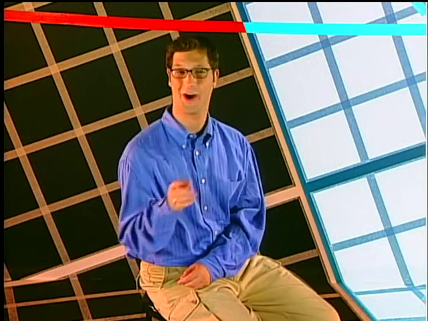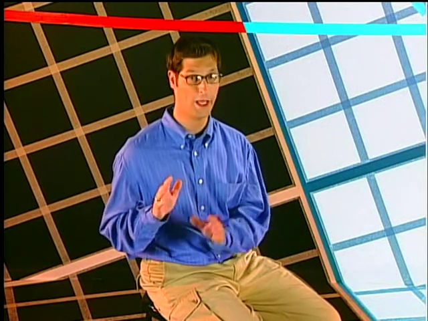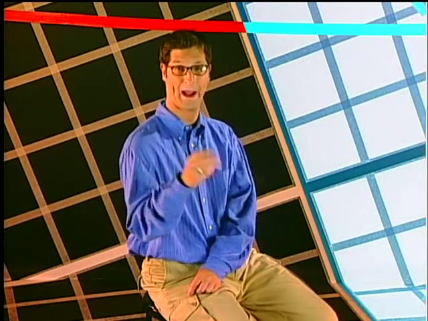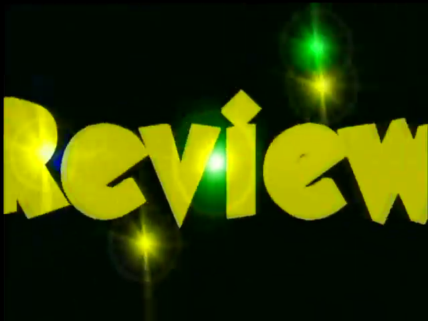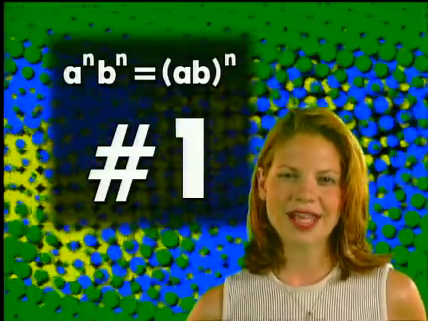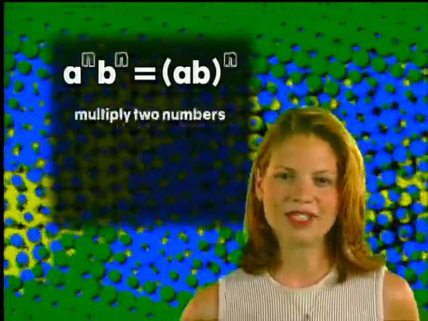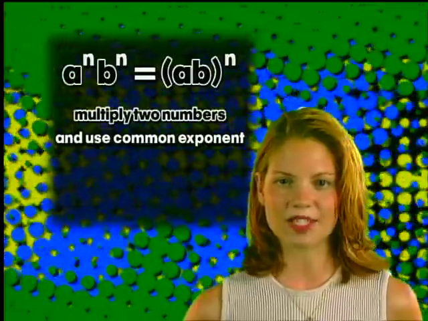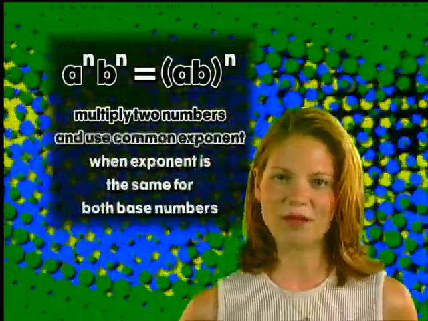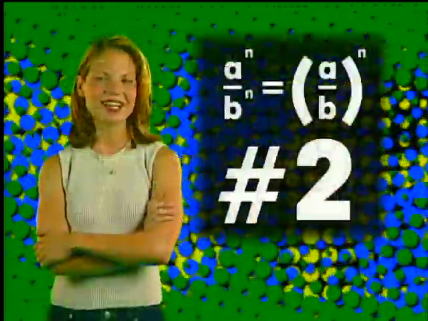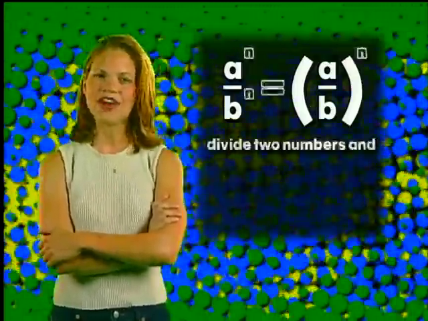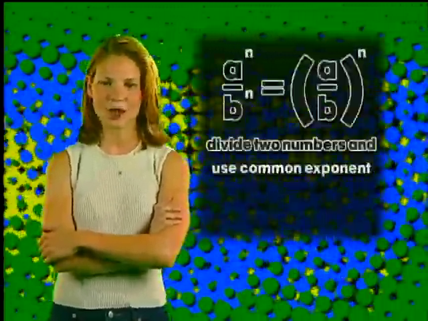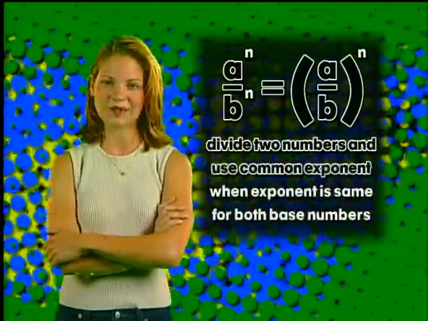All right, we've got a quick recap of the rules for integer exponents. So sit back, relax, grab your pencil, and open your noggin. The first exponent rule allows us to multiply two numbers together and use the common exponent when that exponent is the same for both base numbers. The second rule is similar to the first, except we use it when we're dividing. We can divide two numbers and use the common exponent when the base numbers share the same exponent.